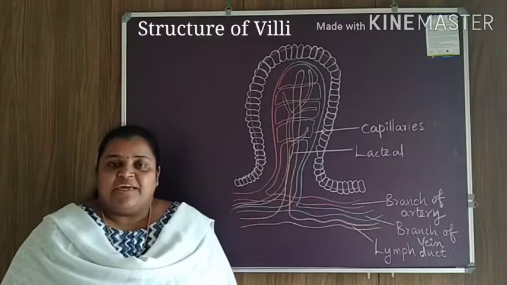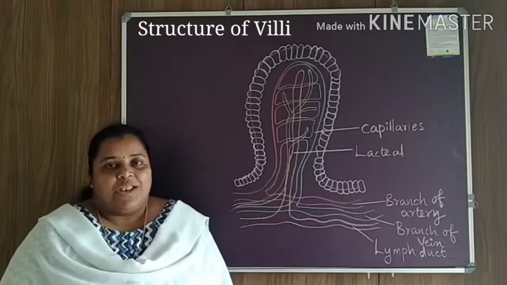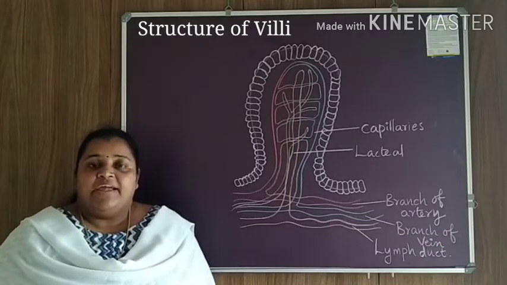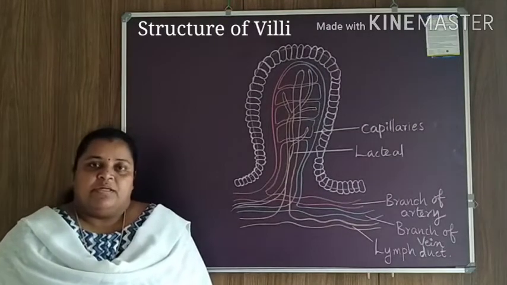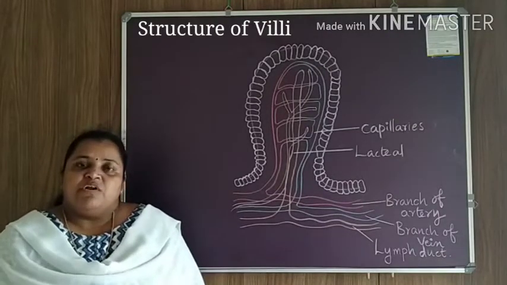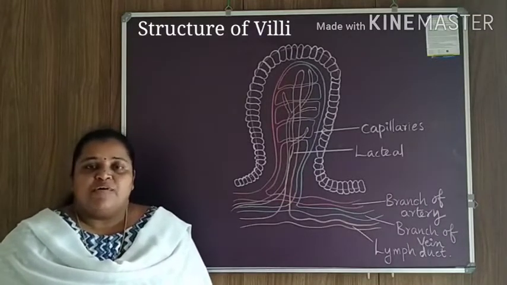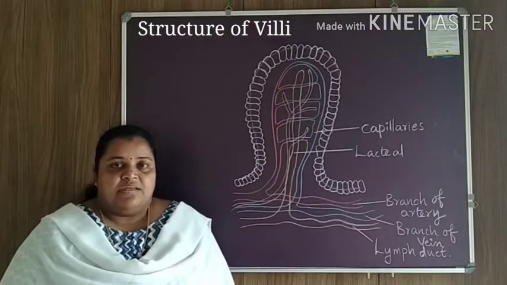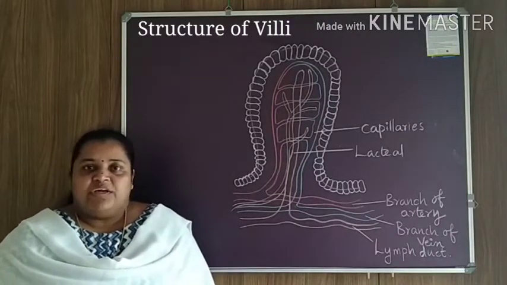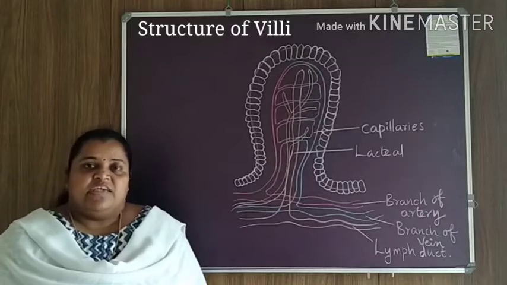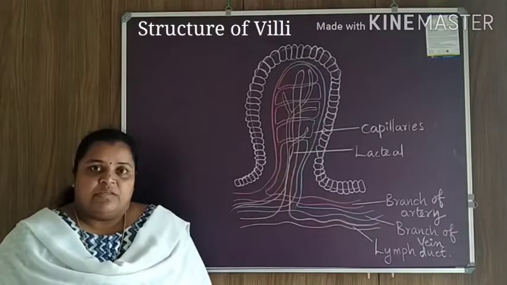There are some specialized structures in the small intestine called villi. Villus is singular, villi is plural. Villi are small finger-like projections seen on the wall of the small intestine.